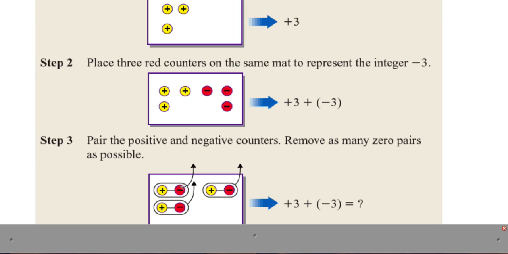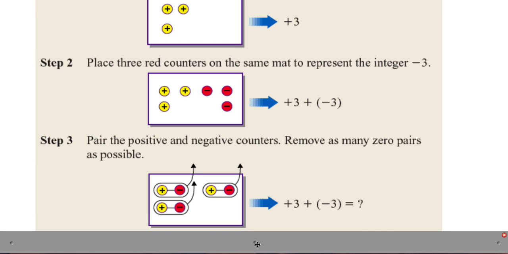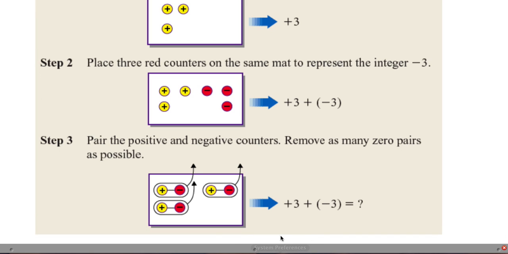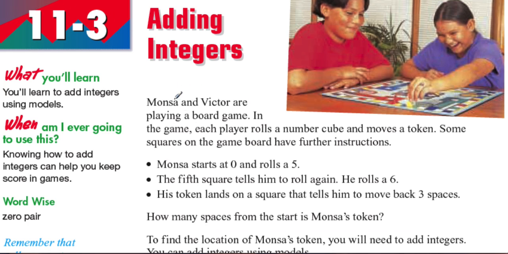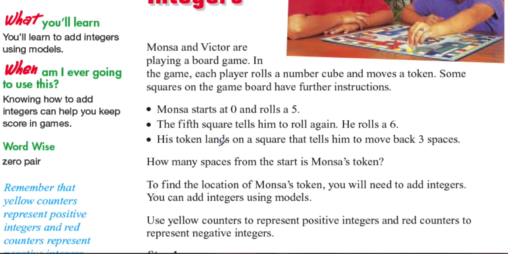As you get a zero pair, you remove them from the mat. When you continue doing that, you find out that as you add them up, the result will be 0. So positive 3 plus negative 3 is equal to 0. And that's what a zero pair is. Now let's go back to Monza and Victor's problem.